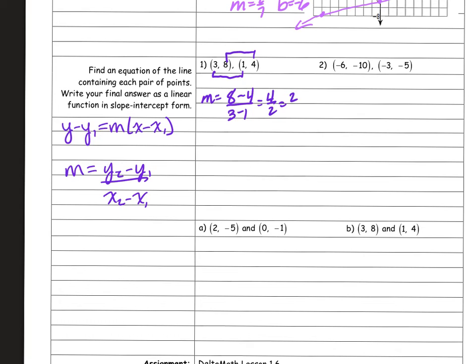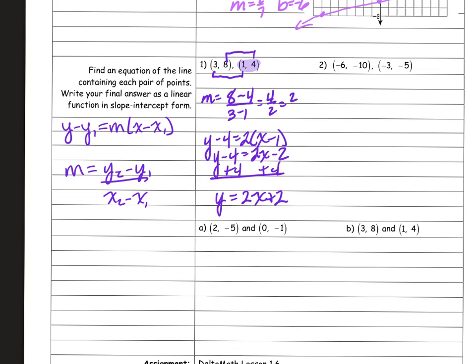Okay, so then I need to pick a point, and it doesn't matter which point I pick, I'm going to get the same answer. So I'm going to go ahead and pick this one because it's got smaller numbers. That's the only reason on this one. And I'm going to plug it into the point-slope form. So I've got y minus 4 equals 2 times x minus 1. So y minus 4 equals 2x minus 2. Add 4, and I get y equals 2x plus 2. Done.